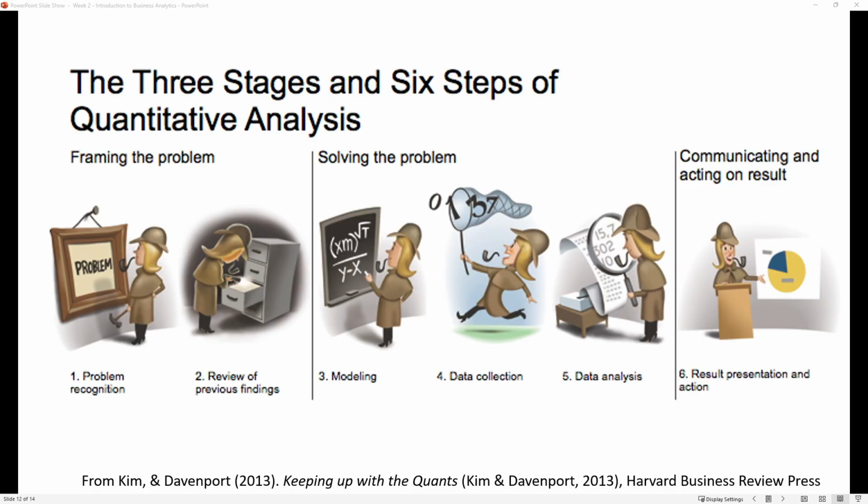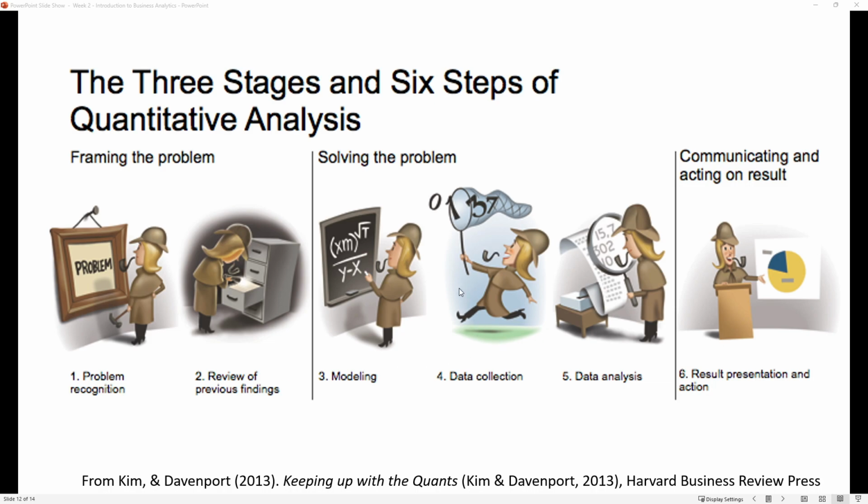Within these 3 stages, we have 6 steps of quantitative analysis that Kim and Davenport have outlined. And this isn't meant to be a rigid set of steps to follow. It is more just a set of guidelines and description of the whole problem-solving framing process from start to finish. So I don't want you to necessarily think that, okay, well, I have to first identify the problem, then review previous findings, and then model, and then keep going. Maybe after you've done the modeling, you've identified a new problem, and that's kind of reframed what you need to do. So the steps are kind of iterative in a sense.